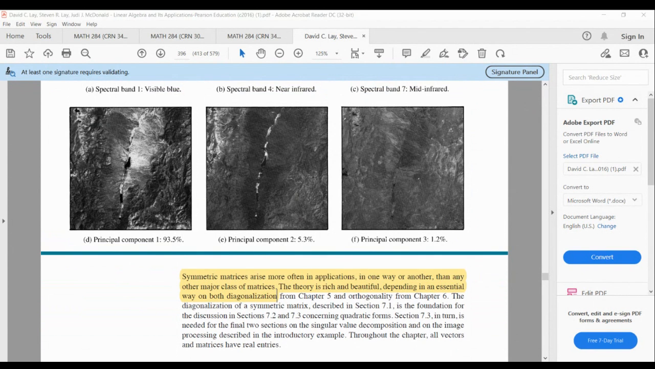Symmetric matrices arise more often in applications in one way or another than any other major class of matrices. Like in statistics, we have what are called variance and covariance matrices that measure how variables change in relation to other variables. Those are symmetric matrices. And symmetric matrices actually have extremely nice properties.